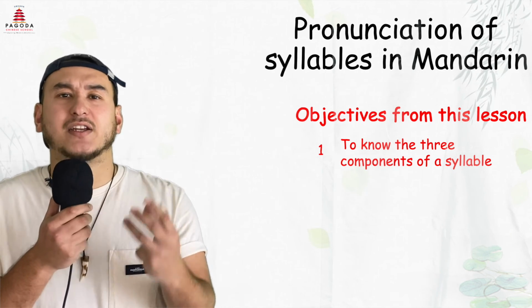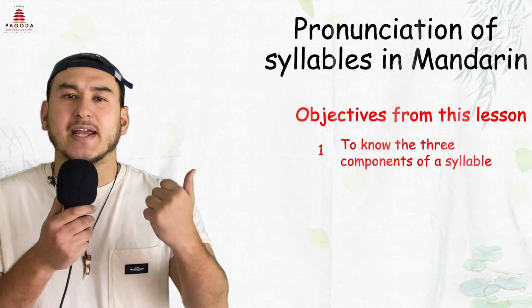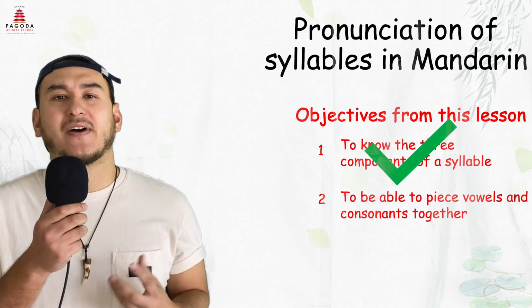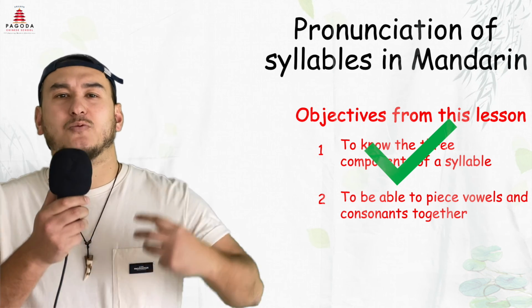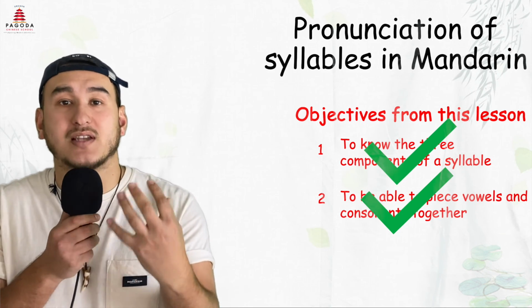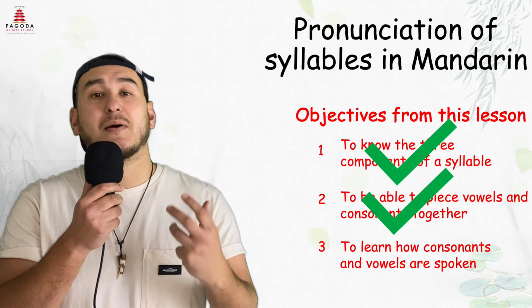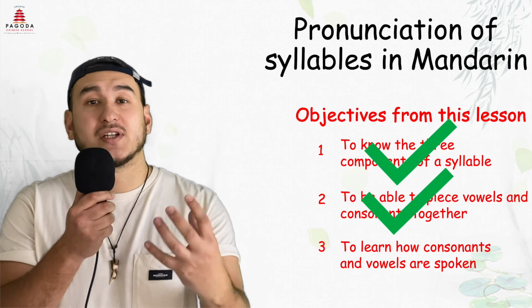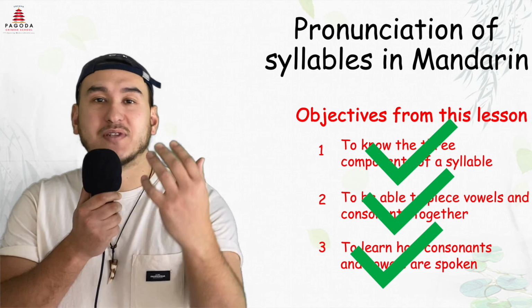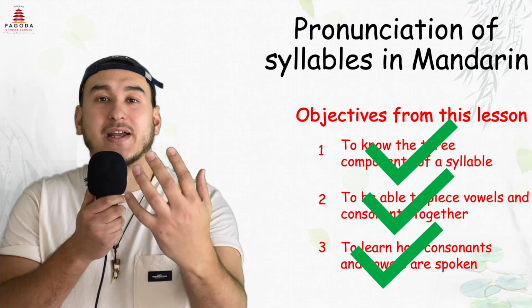To round this lesson off, let's revisit our objectives for the lesson. To learn the 3 components to a syllable: initial, final, tone, we know these now. To be able to piece vowels and consonants together. We learn how to add finals to initials to make real syllable sounds. And the 3rd objective, to know how the syllables are spoken. So we've studied the pinyin chart and paved the way for future learning. Now it's up to you guys to explore this in greater depth.